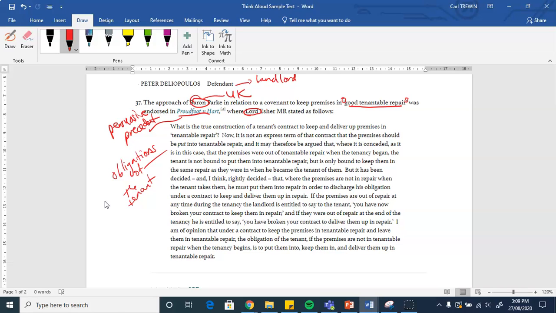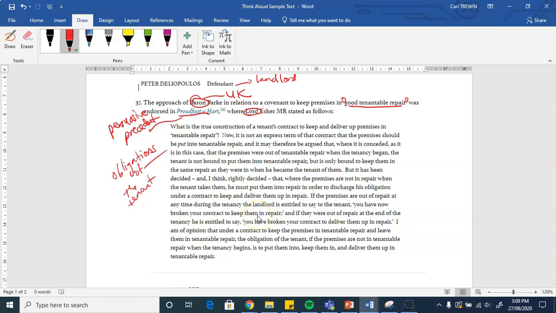If the premises are out of repair at any time during the tenancy, the landlord is entitled to say to the tenant, you have now broken your contract to keep them in repair. And if they were out of repair at the tenancy, he's entitled to say you're breaking your contract to deliver them up in repair. I'm of the opinion that under a contract to keep the premises in tenantable repair and leave them in tenantable repair, the obligation of the tenant, if the premises are not in tenantable repair when the tenancy begins, is to put them into, keep them in, and deliver them up in tenantable repair.